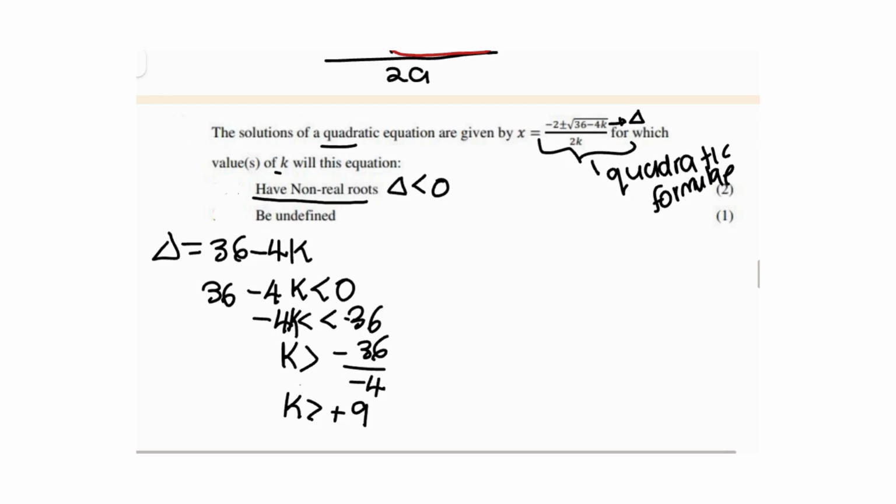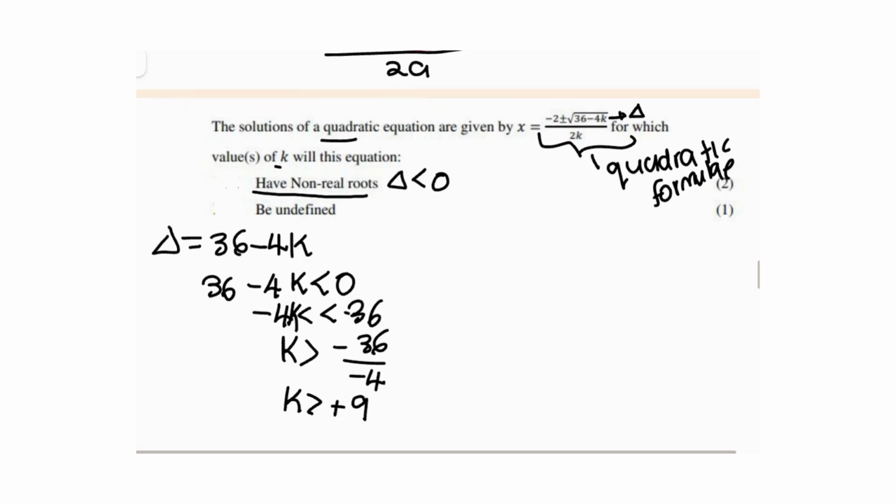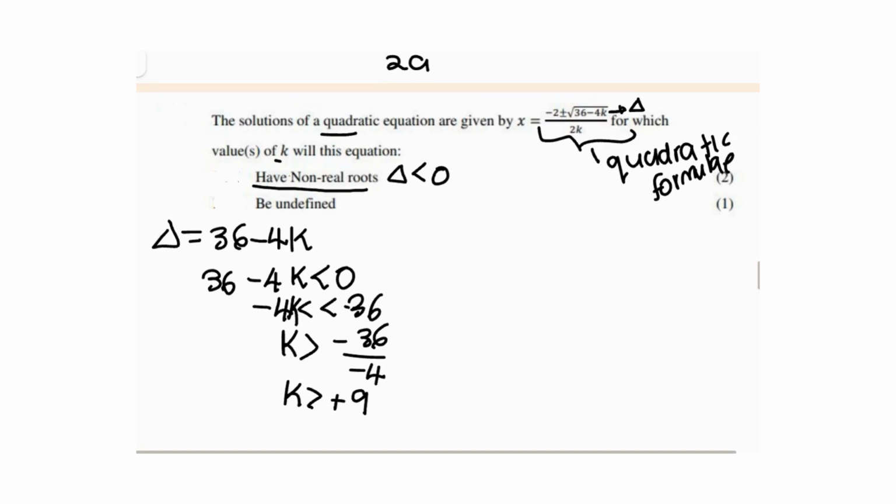So when k is greater than 9, your discriminant is going to have non-real roots. It doesn't exist. It will not exist. Okay, now for which values of k will this equation, that whole equation, be undefined? In order for it to be undefined, we want the entire fraction to give you an error on your calculator, to not exist.